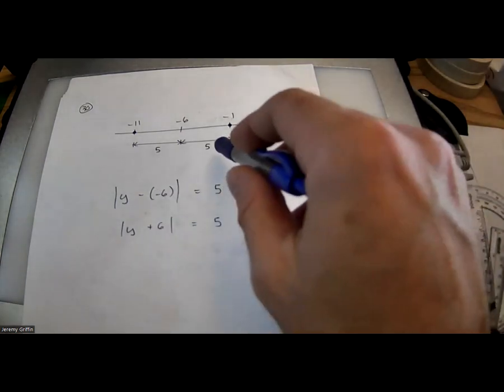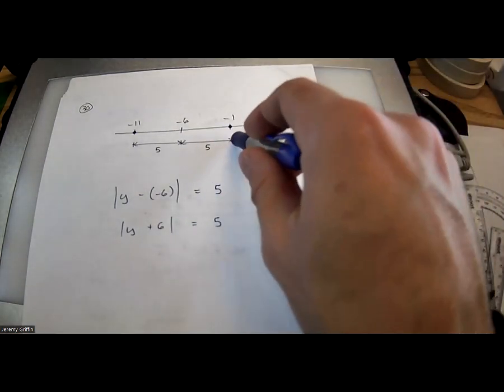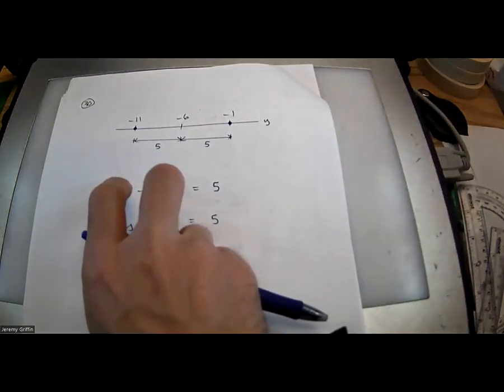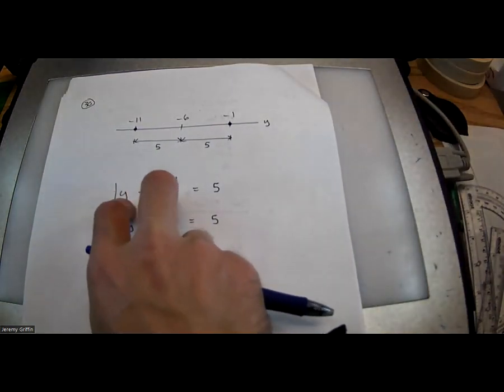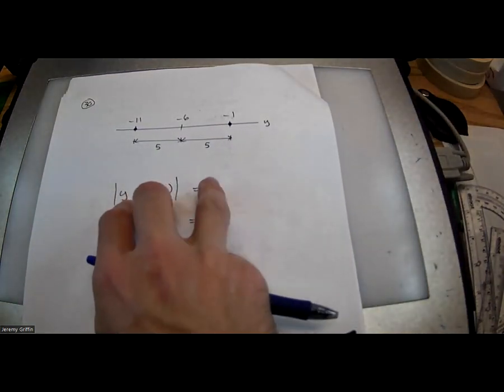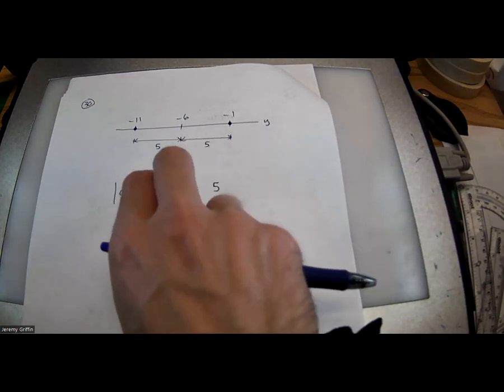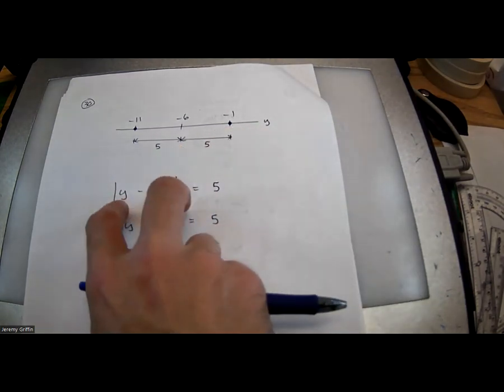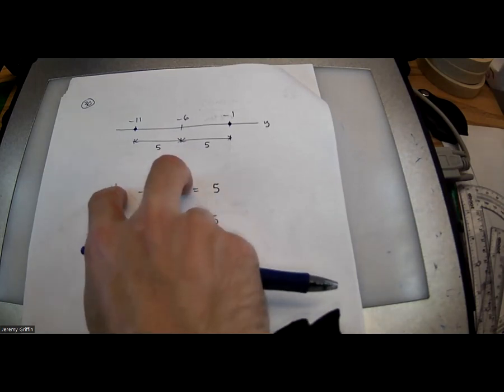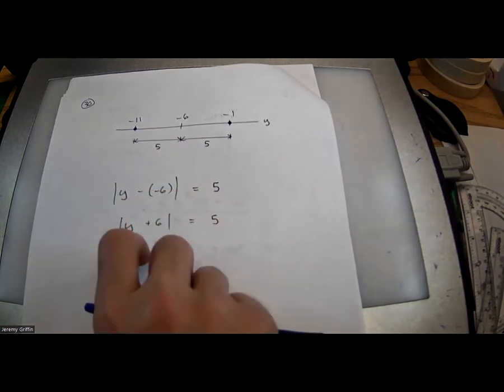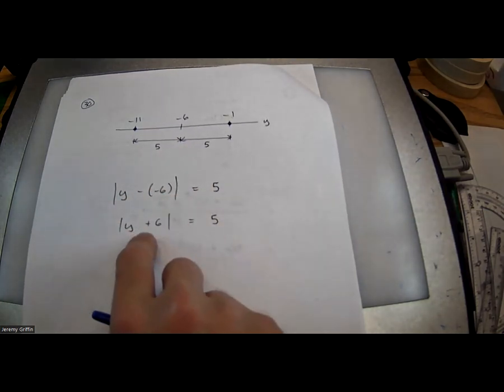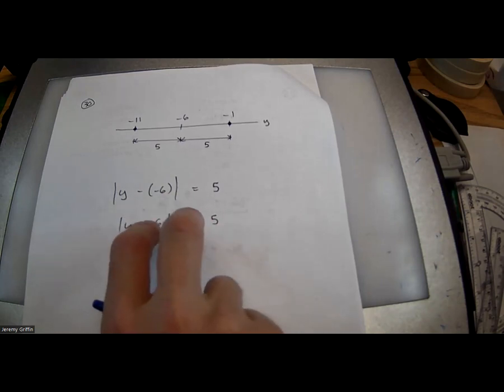So I want the difference of y and -6. The difference of y and -6 is y minus -6, right? I want that difference to be 5, but I don't care if it's a positive difference or negative difference. So that's what the absolute value bars are for, right? Because we go either way. Now minus and negative is like plus, and that's why that's the answer right there. Okay. That's it.